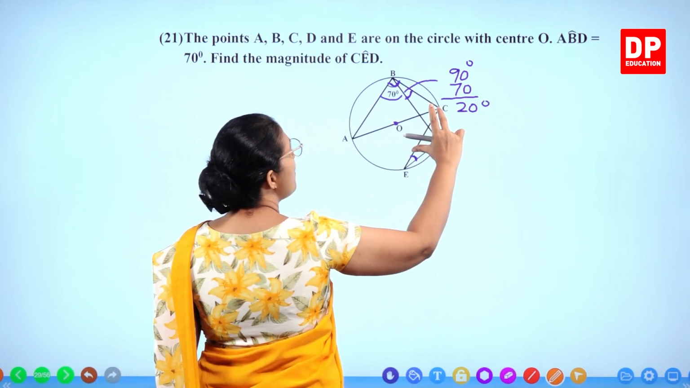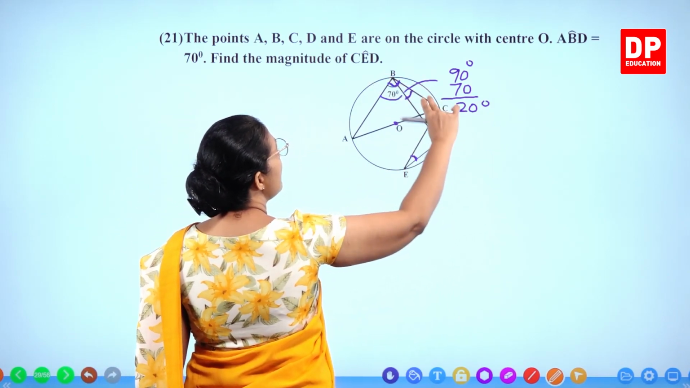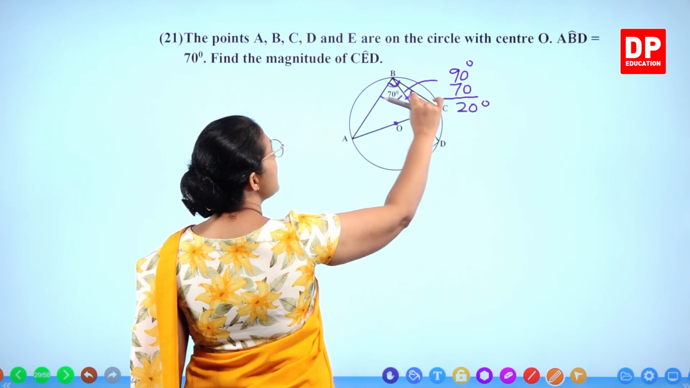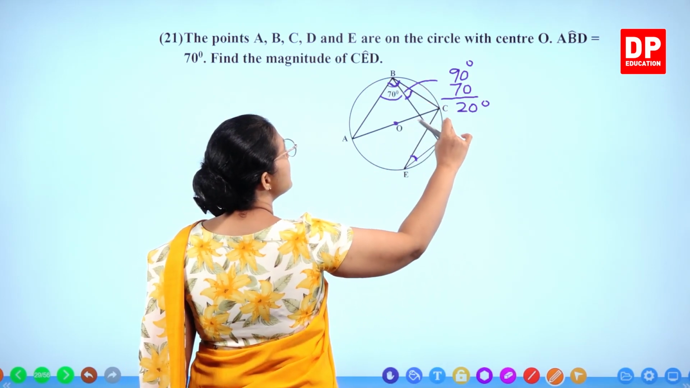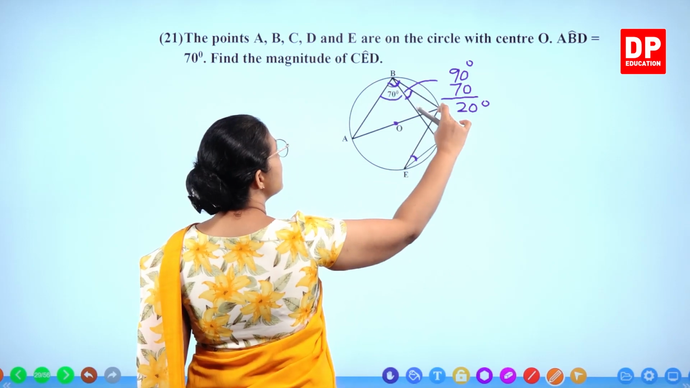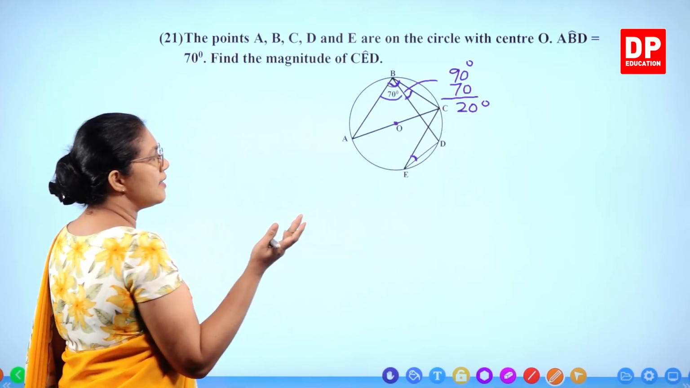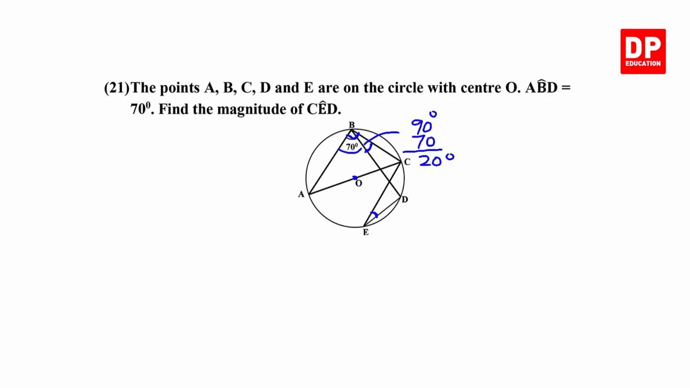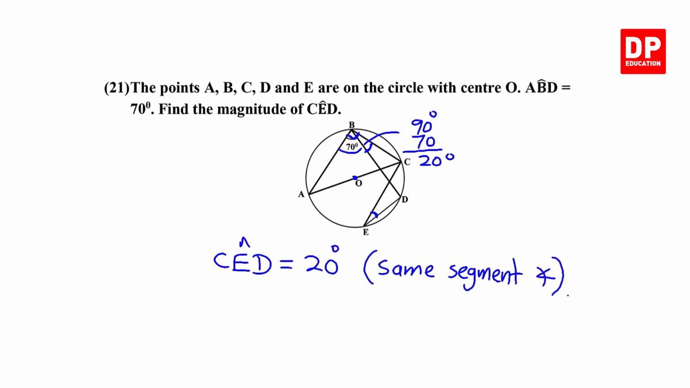Now what can you say about this angle and this angle? Same segment angles. So angle CBD is the same as angle CED, same segment angle. So what is CED? That's 20 degrees because of same segment angles. So you get 2 marks for that.